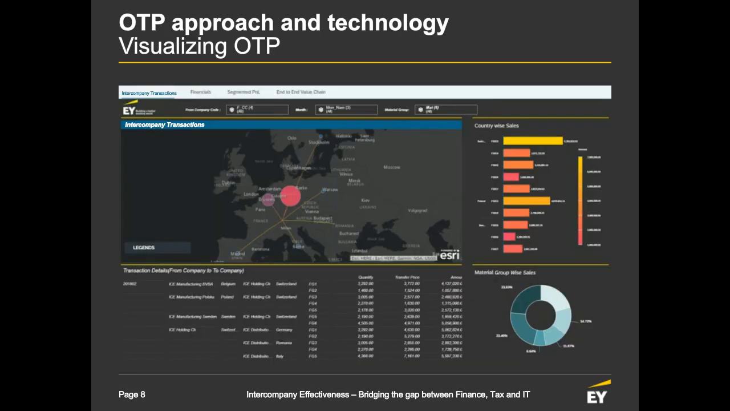So let's look at the approach to operational transfer pricing and the technology enabling it. When we look at operational transfer pricing software, it's intended to do three things, basically. That is, help multinationals set the transfer prices, help multinationals monitor the transfer prices, and help multinationals adjust the transfer prices.